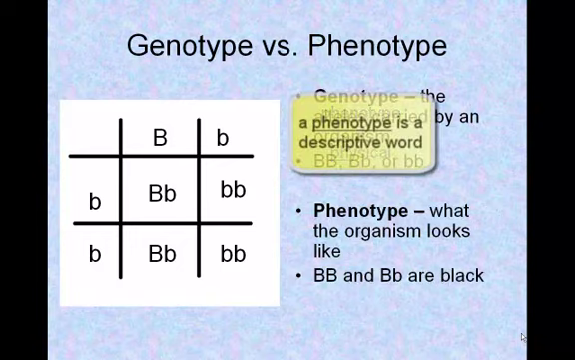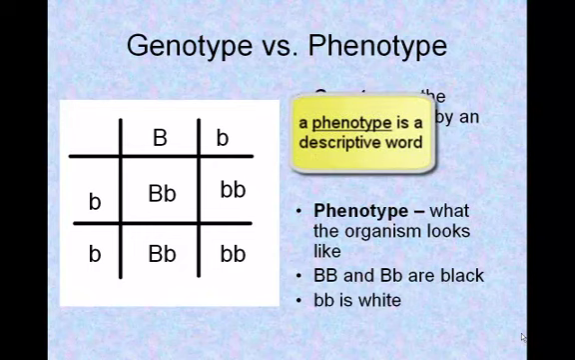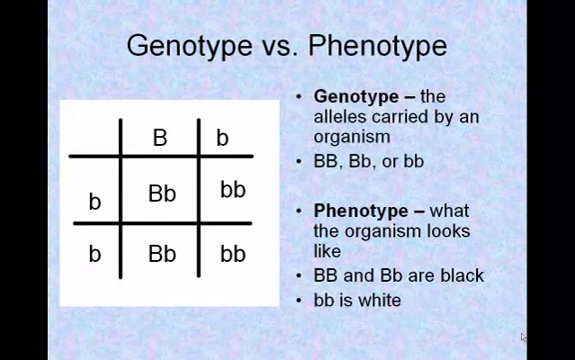So in this case, the organisms can be black or white. So big B, big B and big B, little b are both genotypes, but both of those make the phenotype that is black.